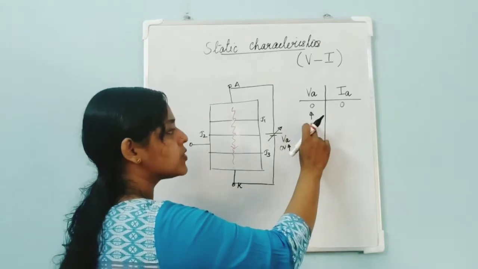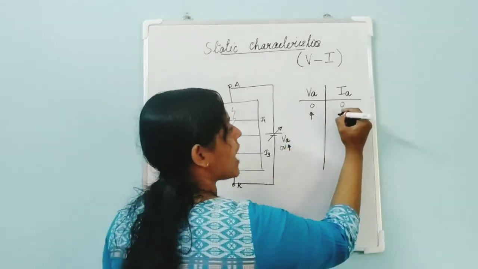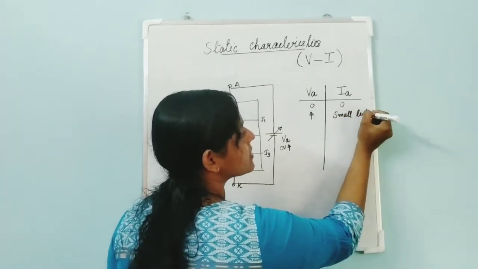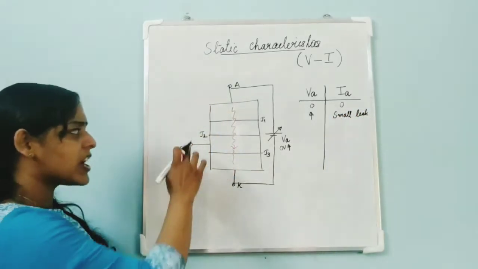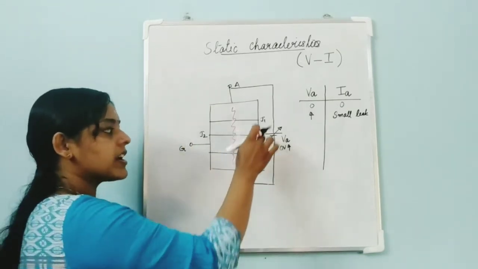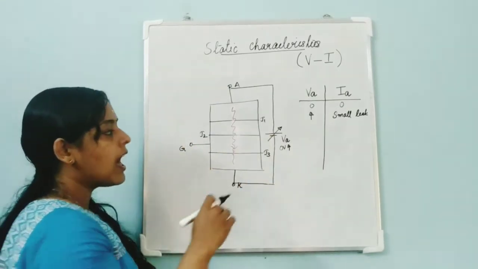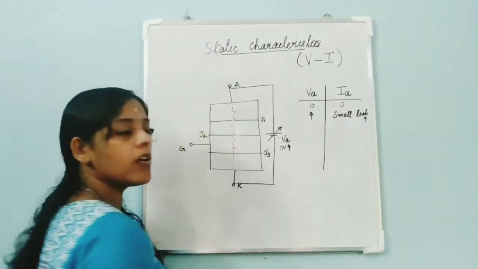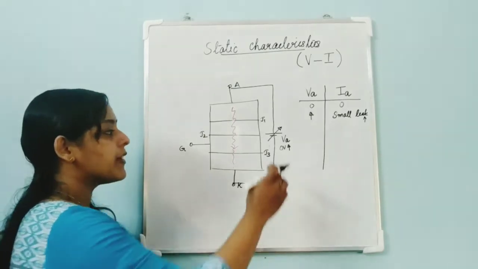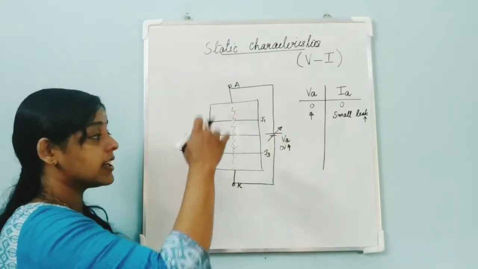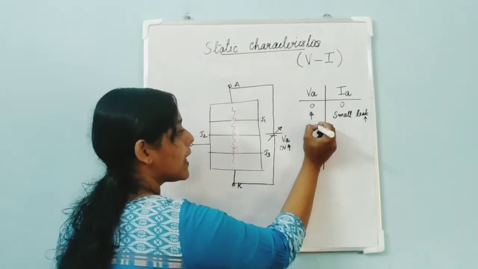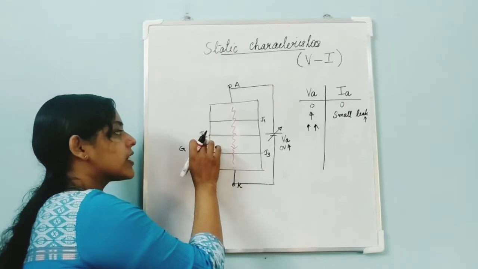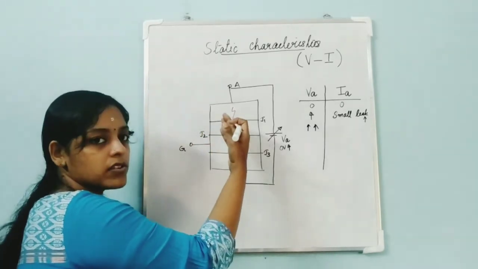So when you gradually increase the applied voltage, your anode current will increase, and a very small leakage current will start flowing. But junction J2 is reverse biased, and J1 and J3 are forward biased. When you increase the voltage, the leakage current also increases. And when you increase the voltage beyond a certain limit, a very high value that this device can handle, what will happen? Junction J2 also will now conduct.